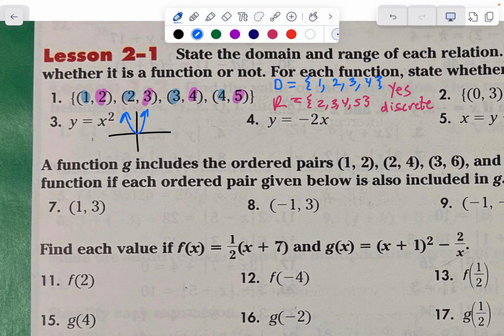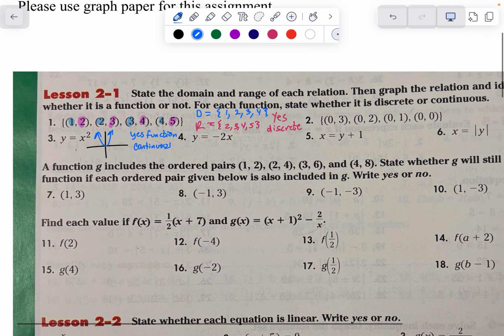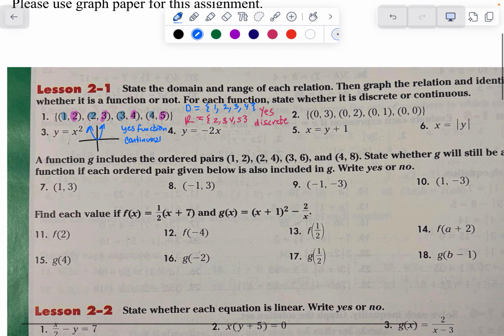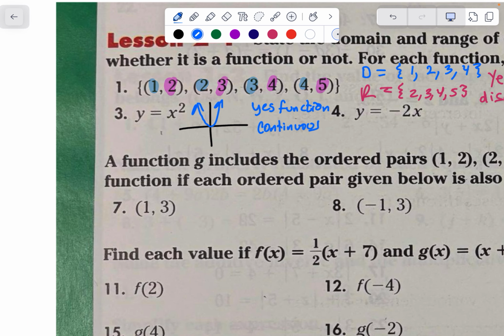And then because a vertical line is only hitting it in one place, is it a function? Yes. If a vertical line can only ever hit it in one spot and only one spot, it's a function. And this kind of function, when you had to type in the equation and there's a million, trillion, bazillion points that we could choose from, it's called continuous. Okay? Now, we're jumping to number 6.